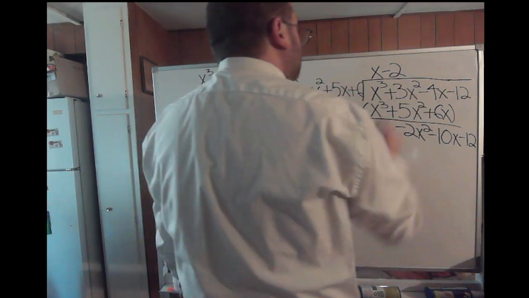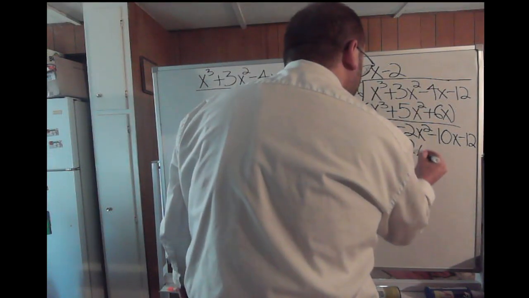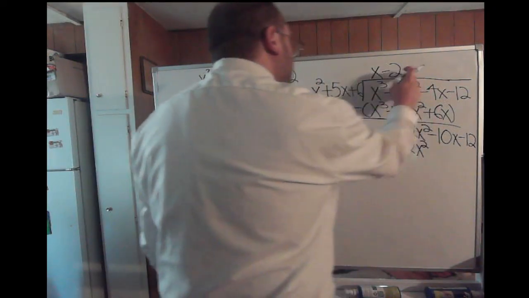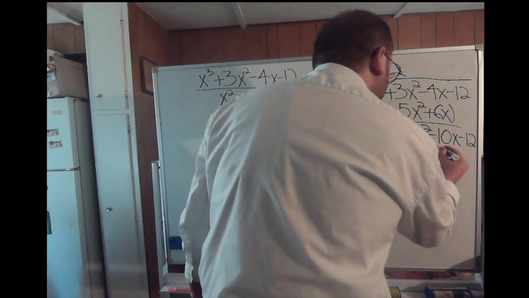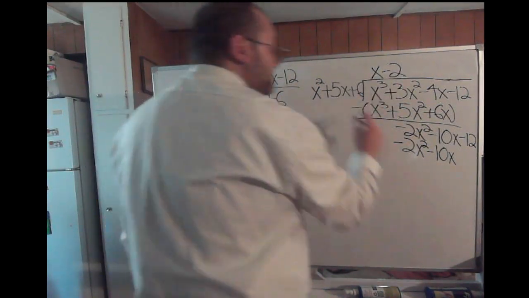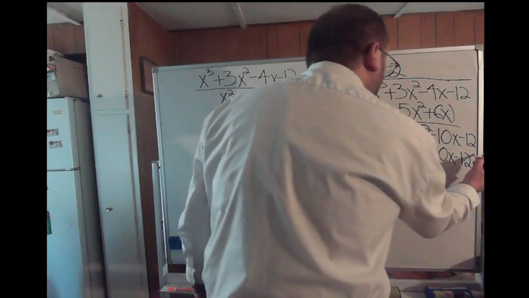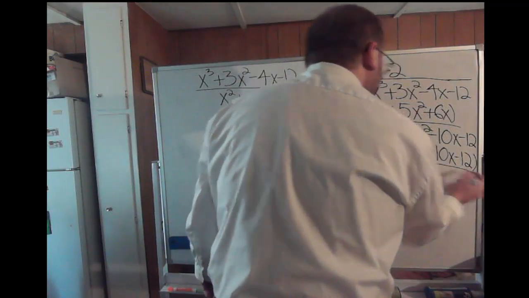Okay? Then you have negative 2 times x squared. That's going to be negative 2x squared. Negative 2 times 5x, that's negative 10x. And then negative 2 times 6, well, that's negative 12. So now you're going to subtract the whole quantity of what you got from the dividend.